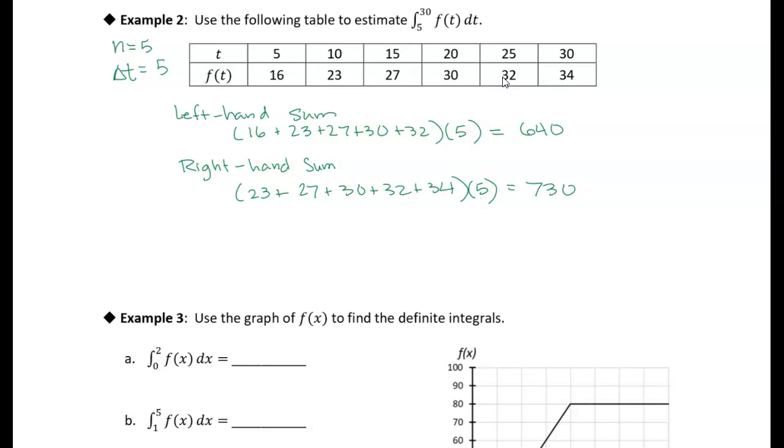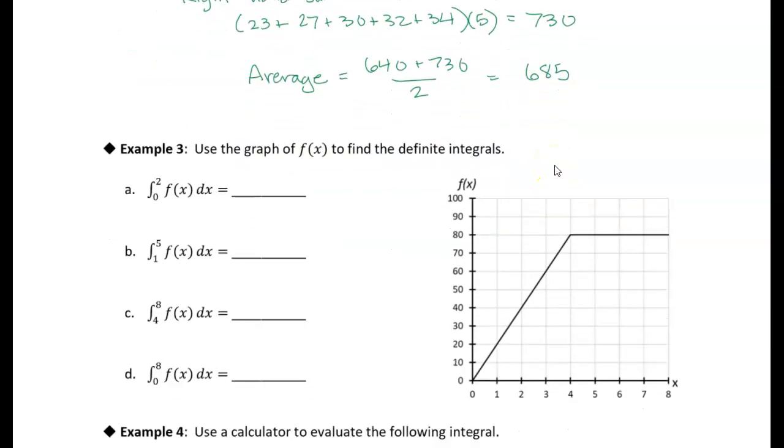And probably a better estimate would just be to average the two. So if I compute the average, I'm just going to take 640 plus 730 all over 2. So I get 685. So that's as good as I can get with the data that I have, because I really don't know what's happening between these points. All I have is data. I don't really have the function itself. So I'm just estimating the integral.